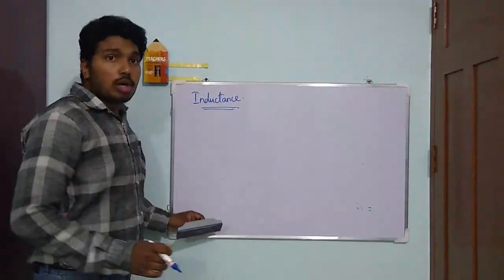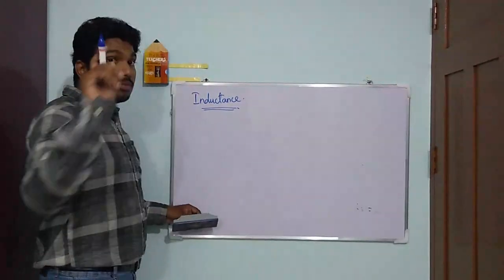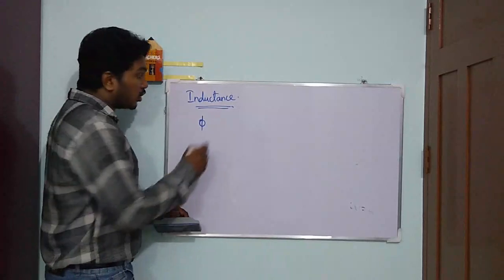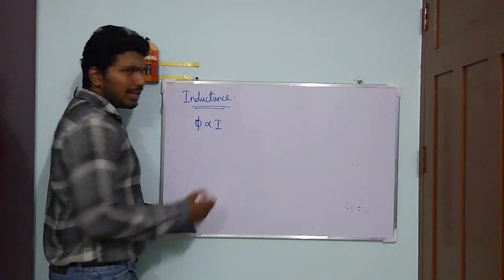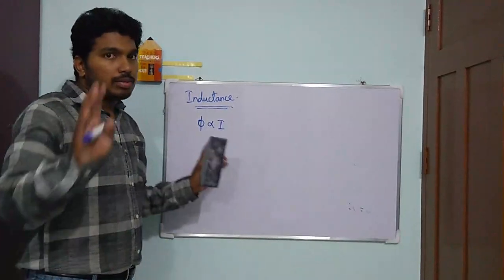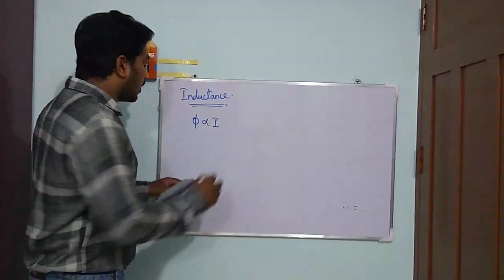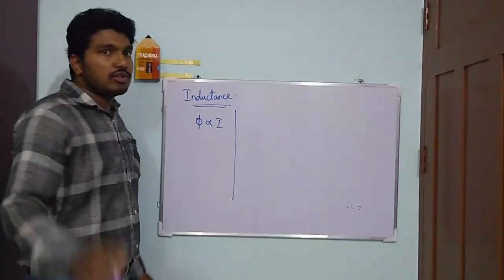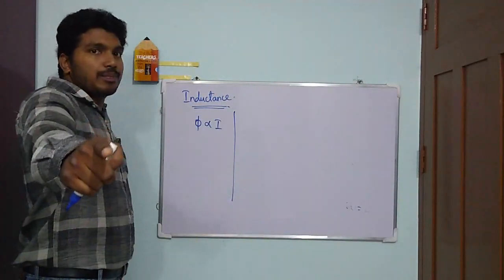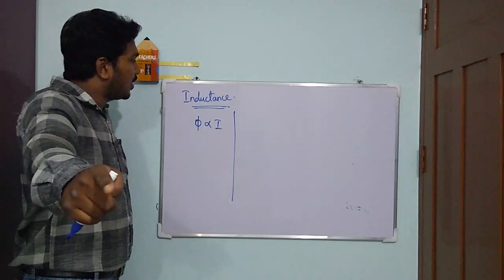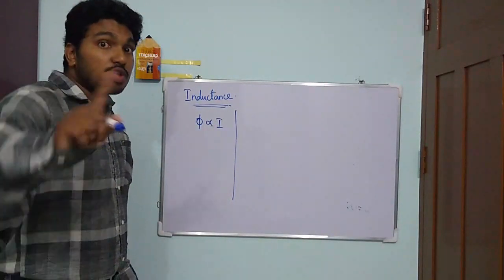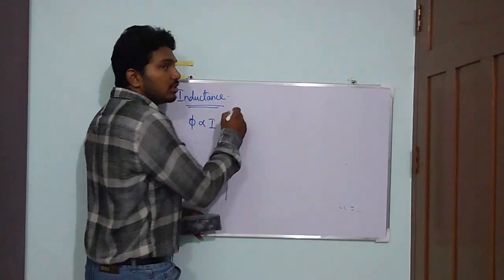When you talk about inductance, I have to mention a very important thing: please remember that the flux is proportional to I. I really hope you know that, right? So flux is proportional to I. Remember that, as an introduction itself, flux is proportional to I. We are very clear about that. Now, you have to remember that there are two types of inductance.